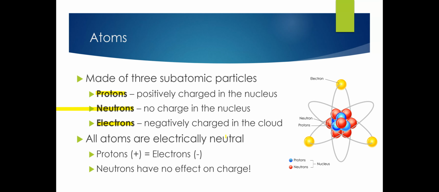Anytime you use the word atom, an atom of oxygen, an atom of carbon, an atom of hydrogen, atoms are neutral. That means the positives, the protons, balance out the negatives, the electrons. So anytime we describe something as an atom, we know that the number of protons is the same as the number of electrons. Neutrons don't have a charge, they're neutral, so they don't affect the charge in any way.